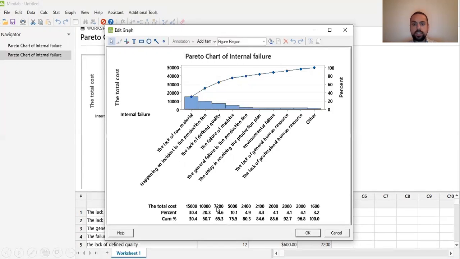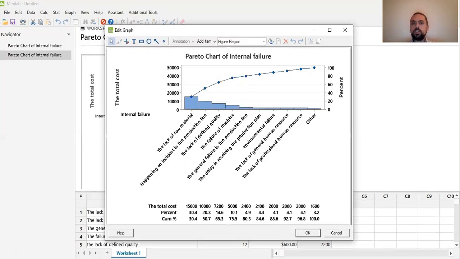And you can see that 1, 2, 3, 4, 5. In the 5th one, you see that the sum of the percentage is 80%. So up to here, these 5 factors cause 80% of the failures in our production line.